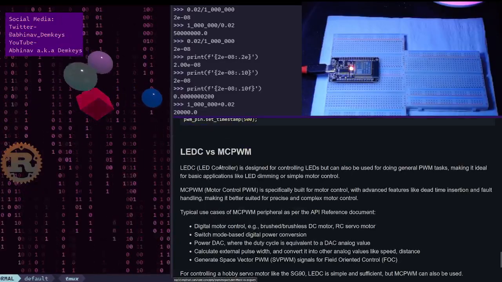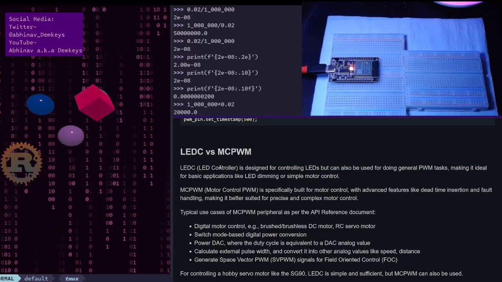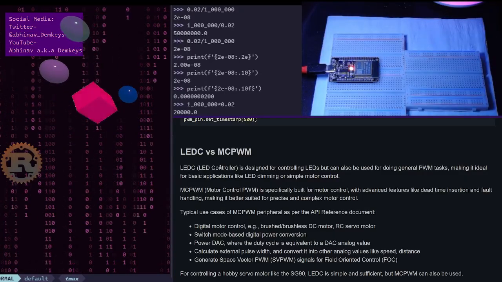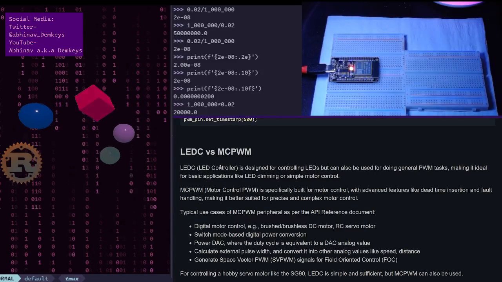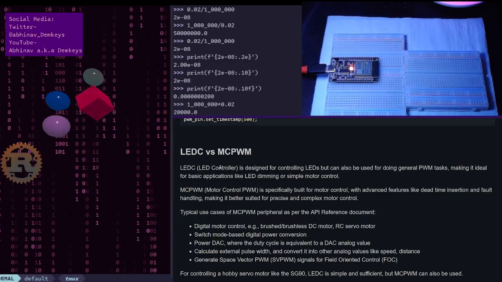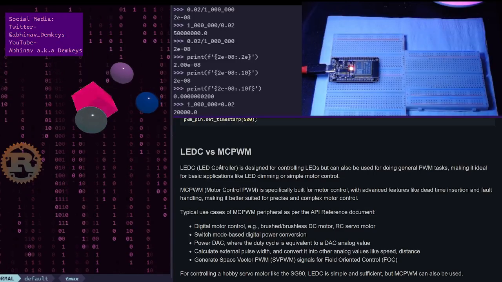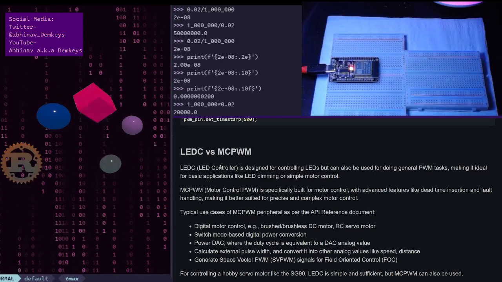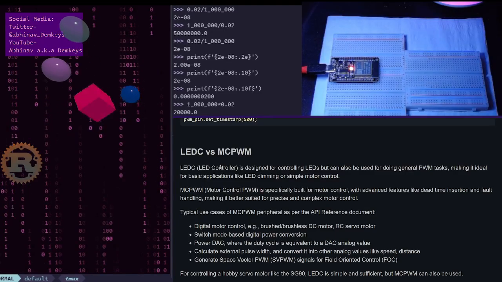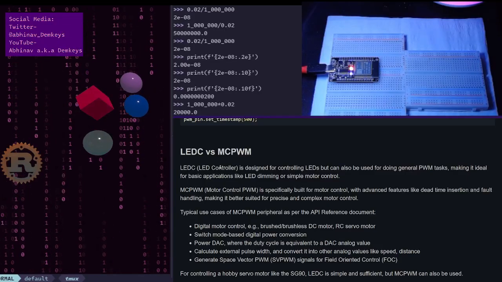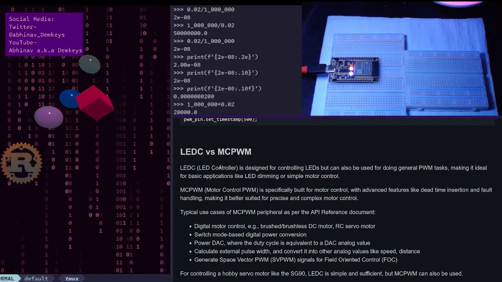All right. LEDC versus MCPWM. LEDC is designed for controlling LEDs but can also be used for general PWM tasks, making it ideal for basic applications like LED dimming or simple motor control. MCPWM is specifically built for motor control with advanced features like dead time insertion and fault handling, making it better suited for precise and complex motor control.